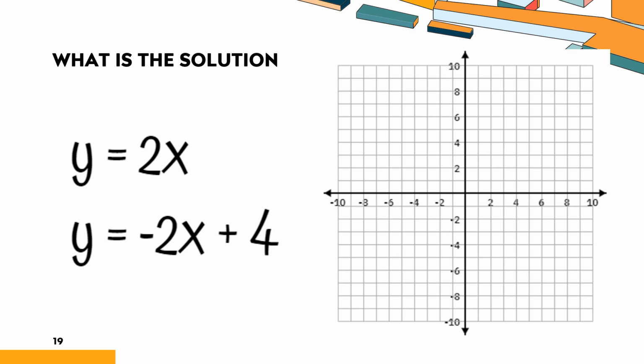Now we have this one. So what's the solution? Well, first thing we've got to do is graph. So this is where graphing is important. You could always make a table. So we're going to make a table for this first one. When x is 0, y is 2. When x is 1, 2 times 1 is 2. And when x is 3, 2 times 3 is 6. So, you know, that's one option.